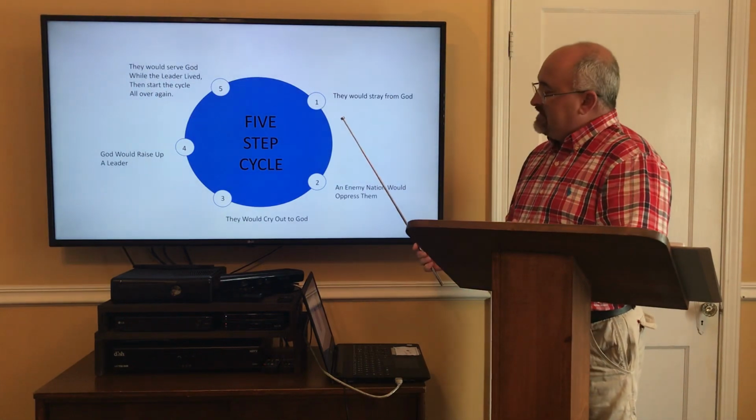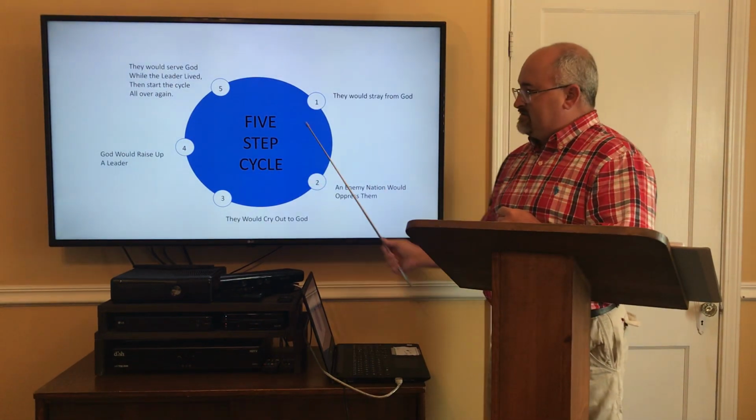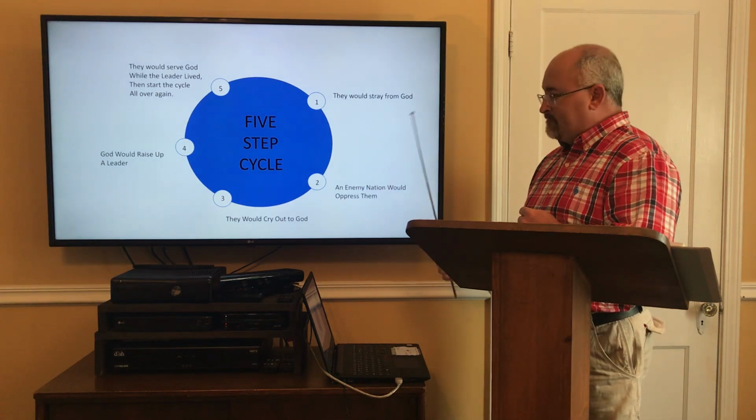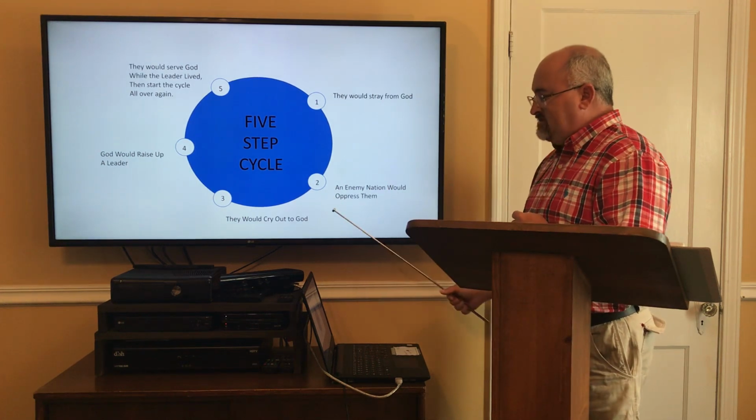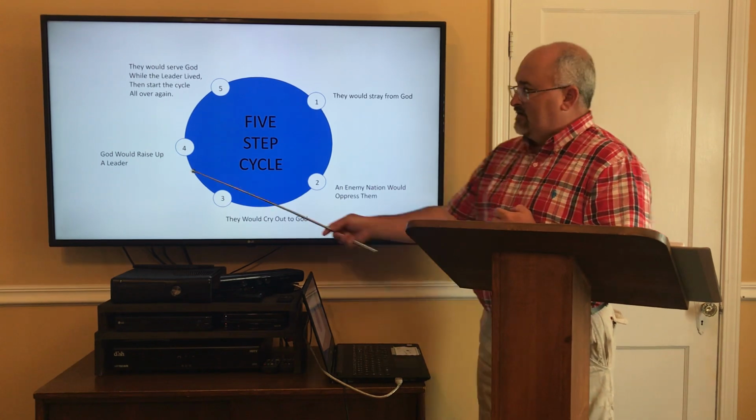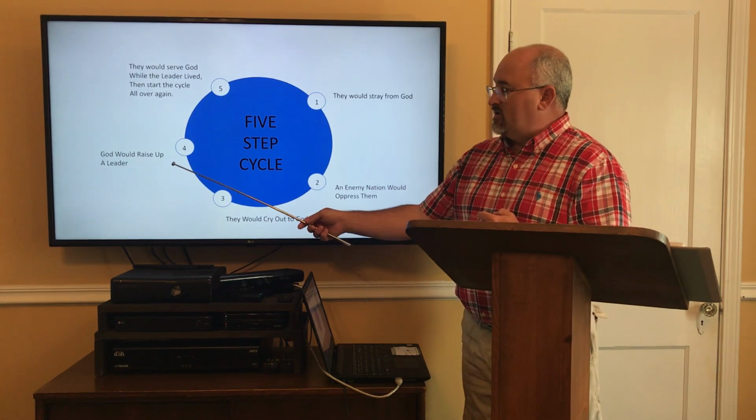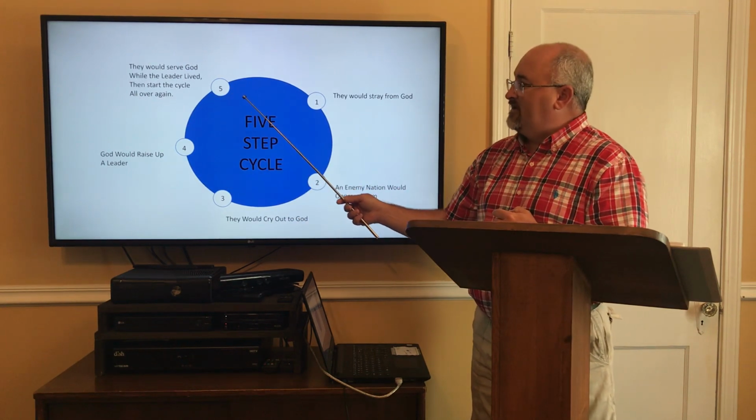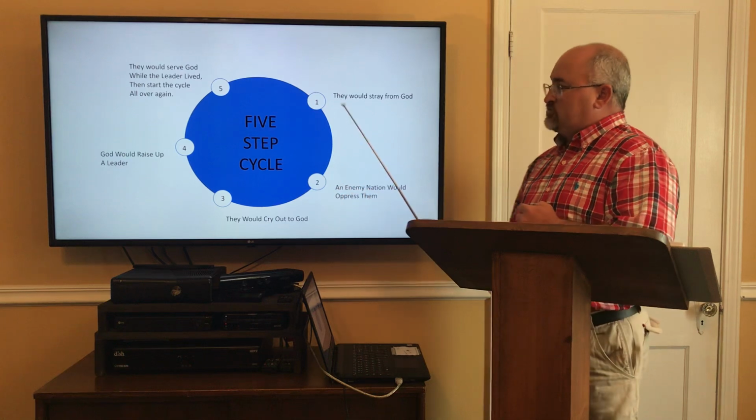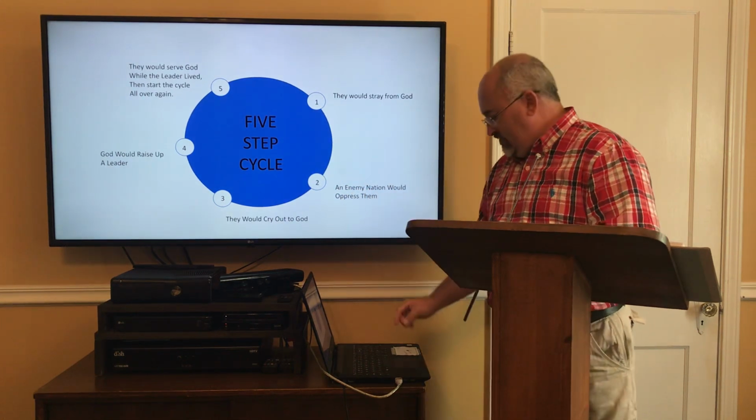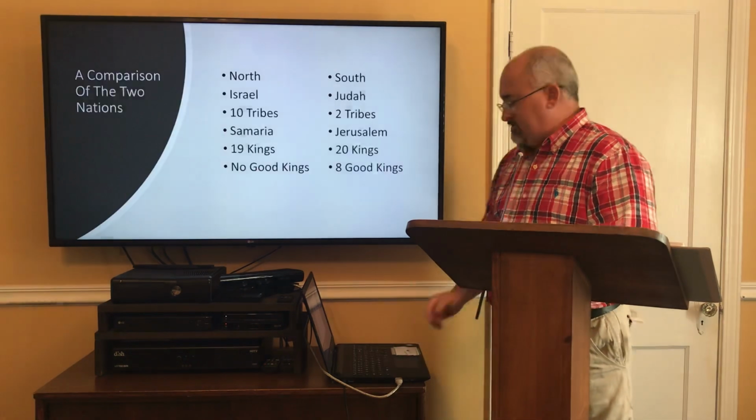We talk about the sin cycle, the 5-step sin cycle in the book of Judges. They would stray away from God. God would send an enemy nation to oppress them. They would cry out to God. God would raise up a leader or a judge. As long as that judge lived, they would serve God. When that judge died, they would drop back into the sin cycle again. They went through this cycle over and over again in the book of Judges.